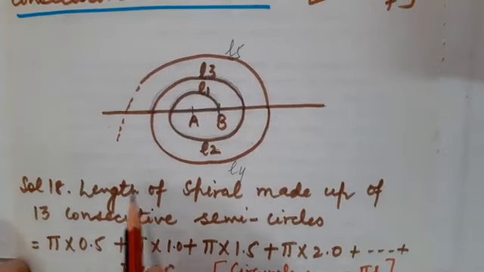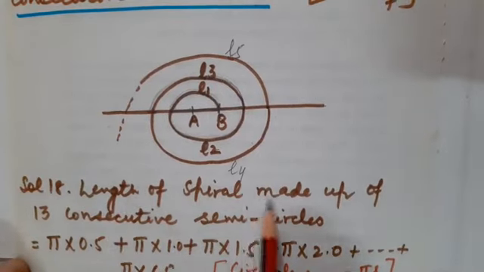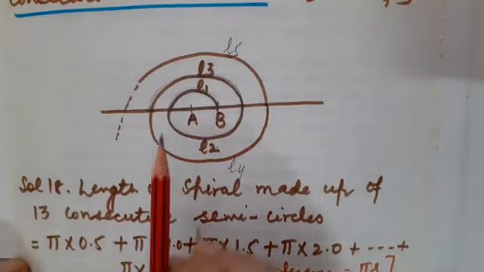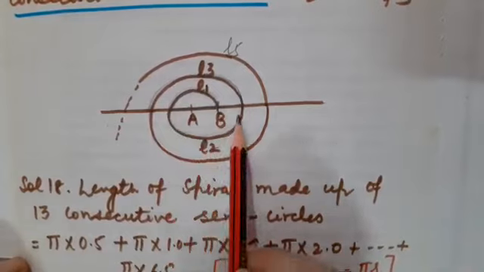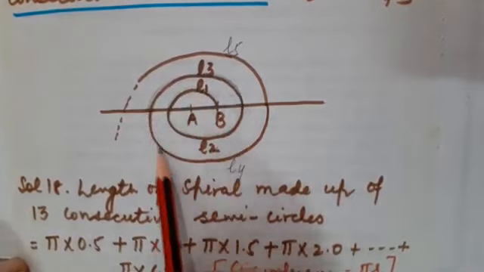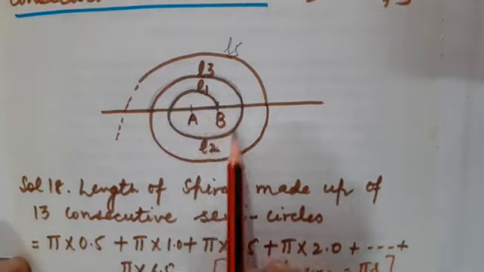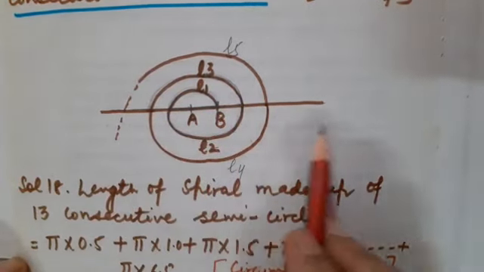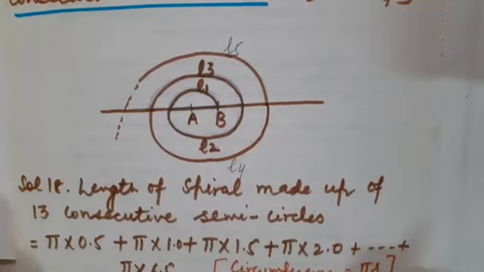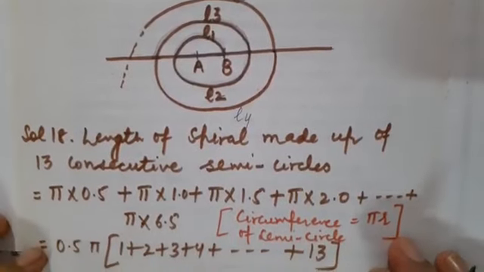Fine. So as I have to calculate the length of the spiral made up of 13 consecutive semicircles, children, what I have to do basically? I have to calculate L1 plus L2 plus L3 plus L4, because this is the only part which is going to form the spiral. Correct? L5 and of course so on up to L13. So let us calculate L1 first of all.